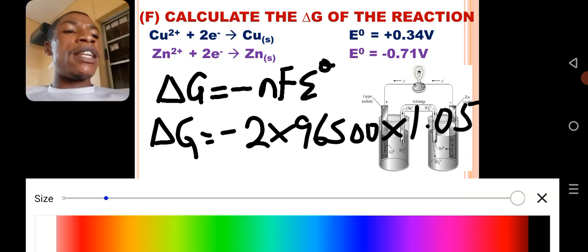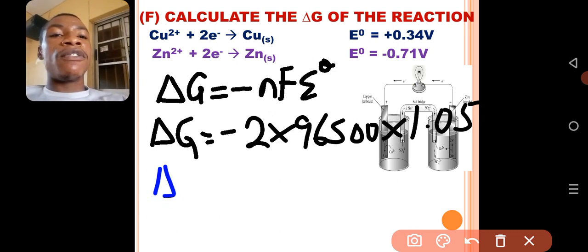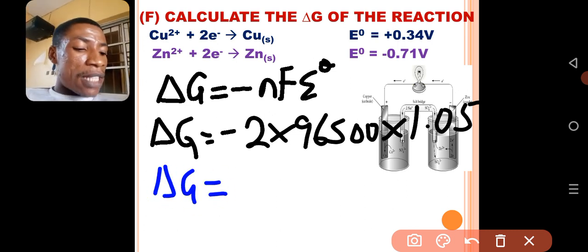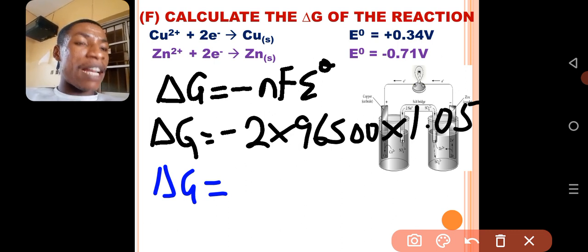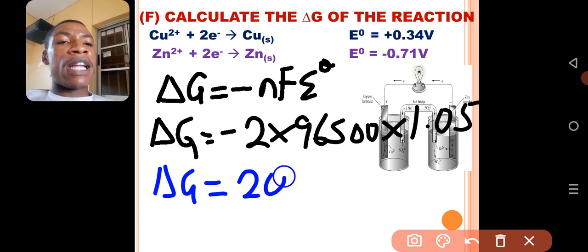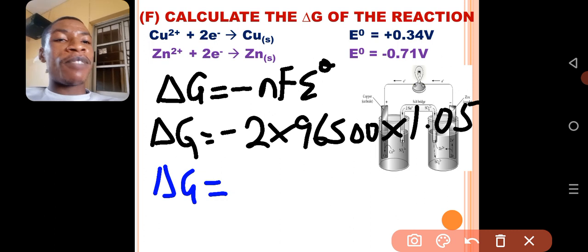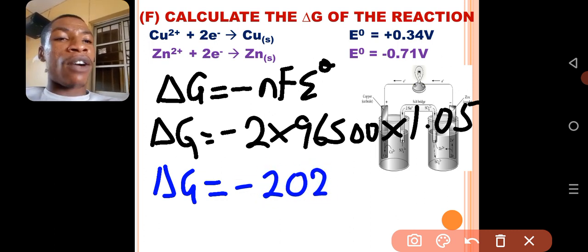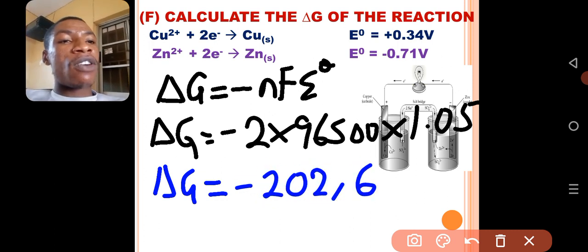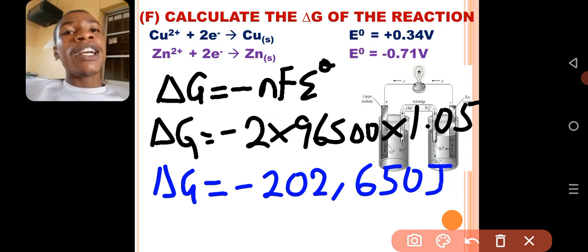Very simple. Next, calculate your answer. So delta G will now give you 96,500 times 2 times 1.05. That gives us minus 202,650 joules. The unit of delta G is joules. You must put the unit.